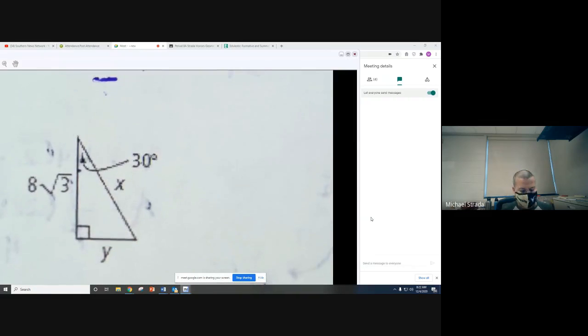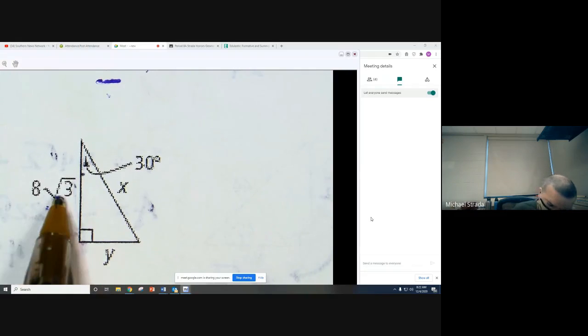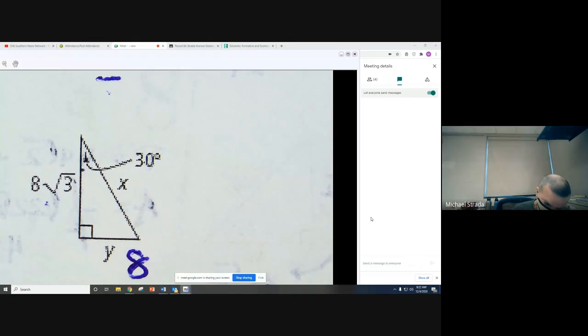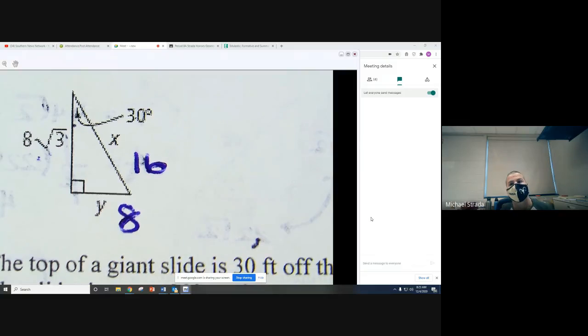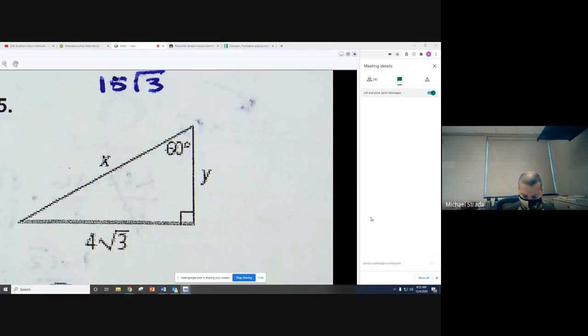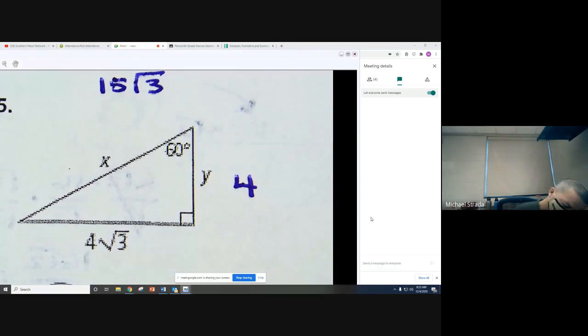Number 14. Now they're giving me the longer leg, which is 8 root 3. So I'm going to drop the root 3 to get the short leg, which would be 8. And then the hypotenuse would be double that, which is 16. Good. So the same idea with number 15. Now they're telling you the long leg is 4 root 3. Short leg would be 4.